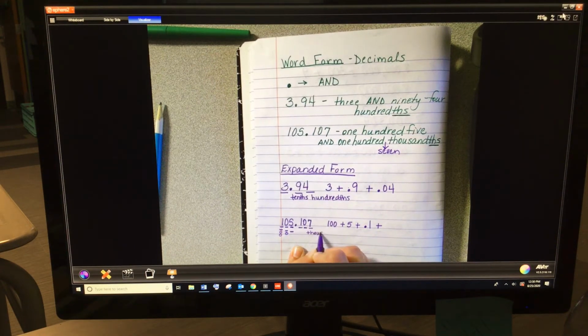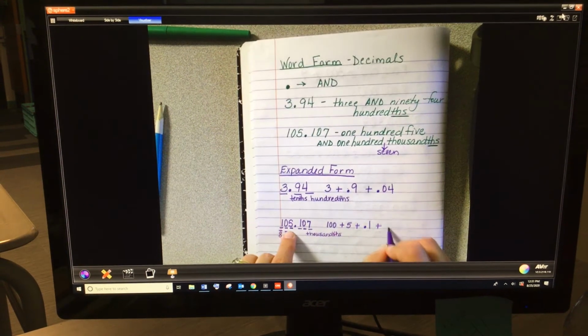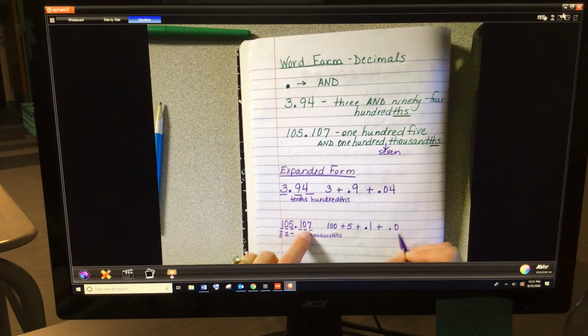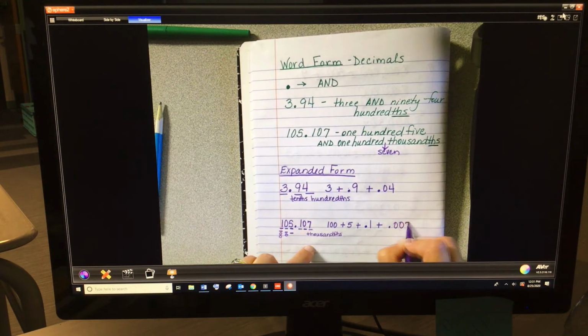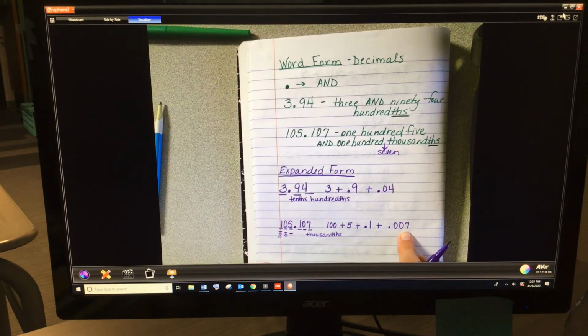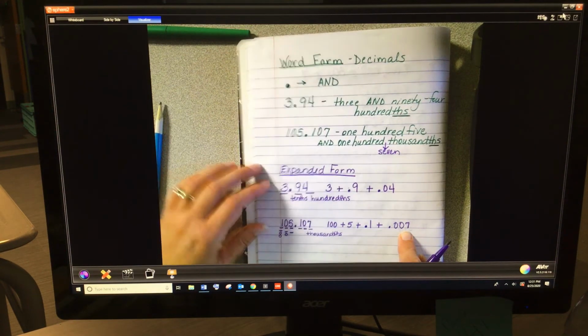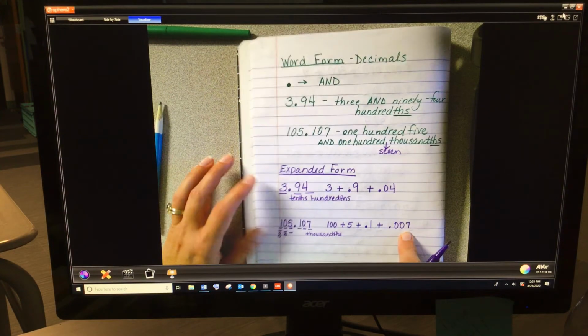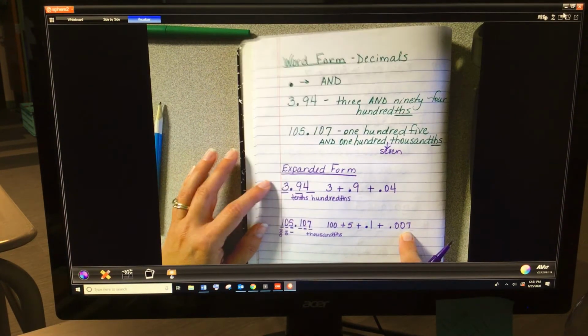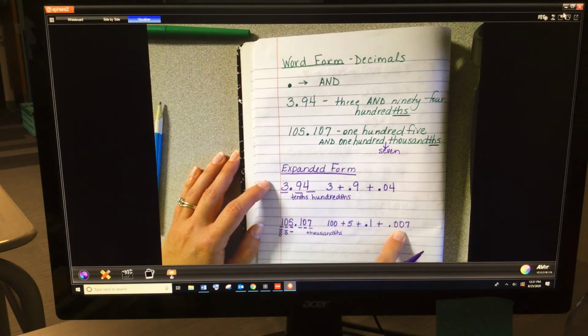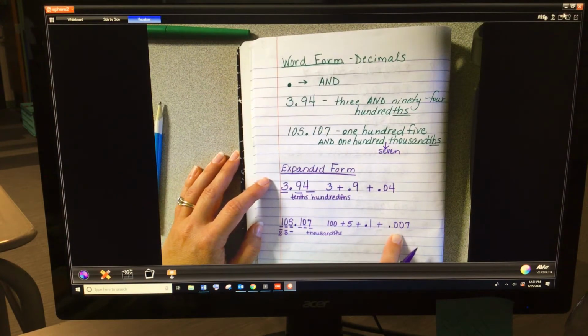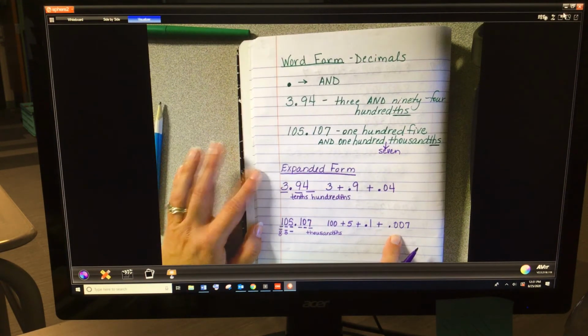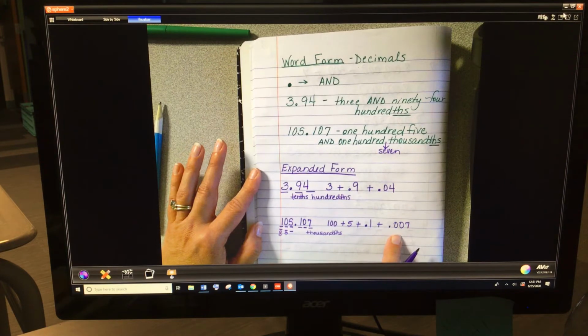Thousandths. So we're going to put that decimal and then a 0, then a 0, then a 7. That represents 7 thousandths. Okay, again, this was expanded form. Now, I'm going to talk about 5th grade, and that is expanded notation.